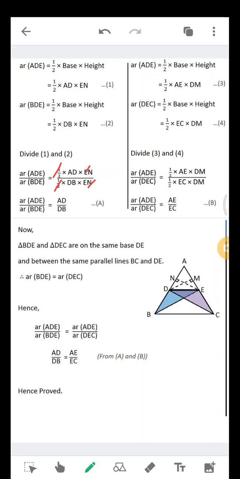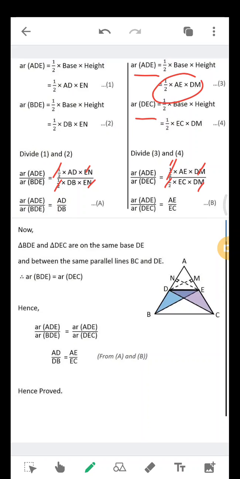Similarly, I'll divide equation 3 and 4, that is ADE by DEC. So we get half into AE into DM, and half into EC into DM. So these both areas are divided. Again DM and DM get cancelled, and half gets cancelled, remains AE by EC.